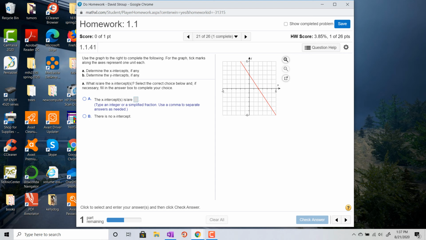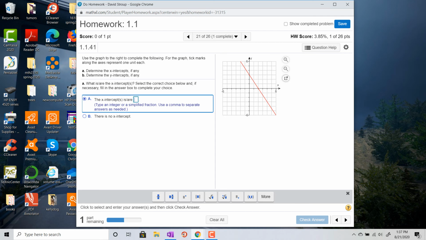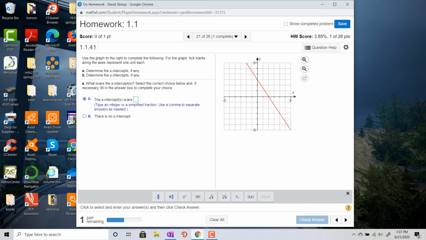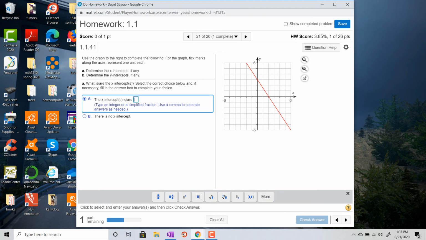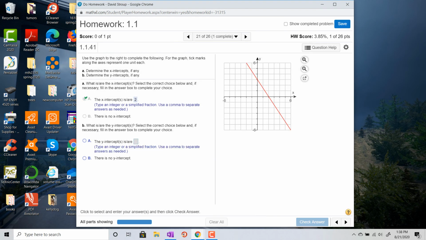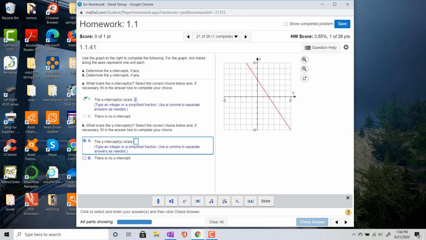This is one like we just did. Determine the x-intercepts if there is one. You can zoom in on the graph using this button. You can make the graph pop out using that button. So the x-intercept looks like it's 2, 0. Okay. I don't know if they want you to write it as an ordered pair or just write the number. They just want an integer. Okay, so you just write 2, you don't write 2, 0. Let's see what else. The y-intercept is at 0, 3. So we can just write 3 for them. That's all they want.